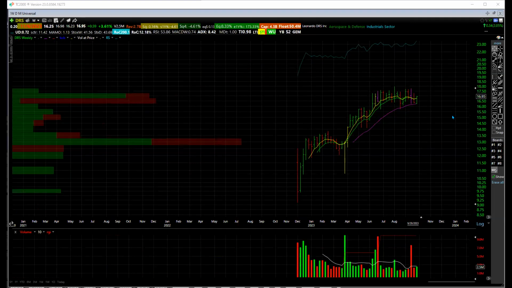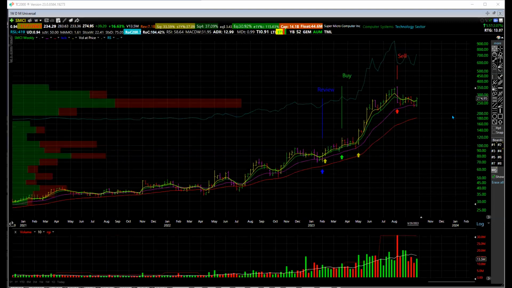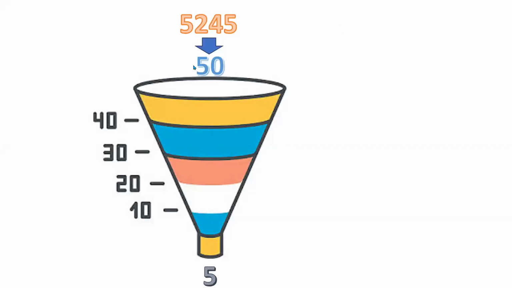A pullback. We have a recent IPO going sideways in digestion, and then back to SMCI. So that's out of that 50. There are plenty of opportunities. As you can see, we whittled down from over 5,000, and then we looked at 50, and within that 50, there are at least 10 to 20 good setups to focus in on.